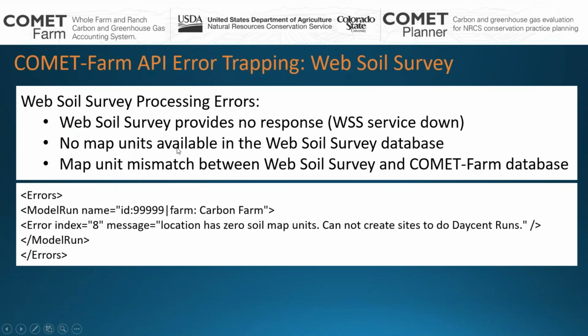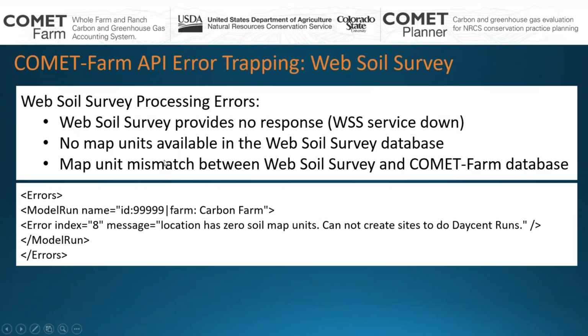The second response is that no map units are available within the web soil survey database. And that does happen. There's a subset of areas within the US that have not been mapped. And it's really unusual for people to be trying to execute model runs through COMET-Farm there, because these tend to be rock, ice, or desert landscapes where there's essentially no effective agriculture going on. But occasionally that does happen.